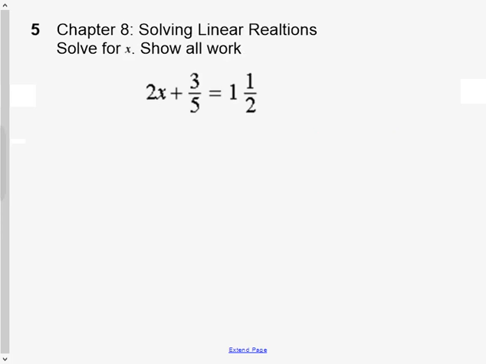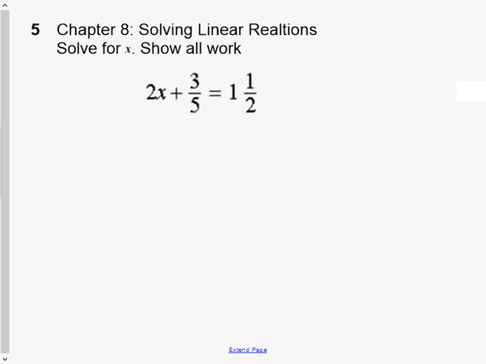Your next question, question 5, comes from chapter 8, which is solving linear relations, aka algebra. So in this particular question, let me just pull up my highlighter again. We have a coefficient of 2 on our x. We have a constant of a positive 3/5. And we have an equivalent value of 1.5 on the other side.